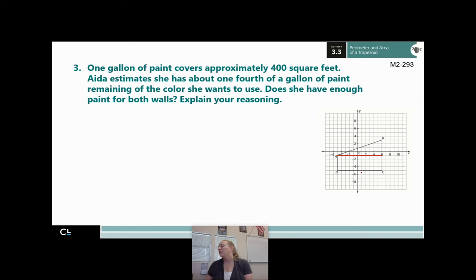And that way it was easy, right? We already know this side is 11. We already know that this side is 4.